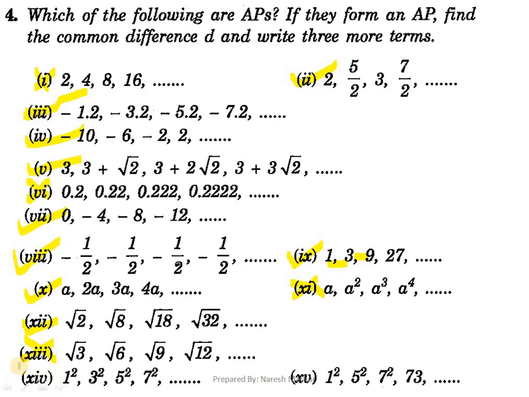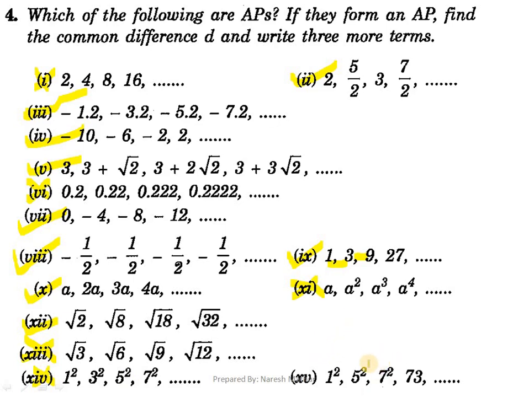Now the 14th one, 1 square, 3 square, 5 square, 7 square. What are the differences? See, 1, 9, 25. The difference between 1 and 9 is 8, but the difference between 9 and 25 is 16, and the difference between 25 and 49 is also huge. So the difference is not the same. We can directly say they are not making an AP.